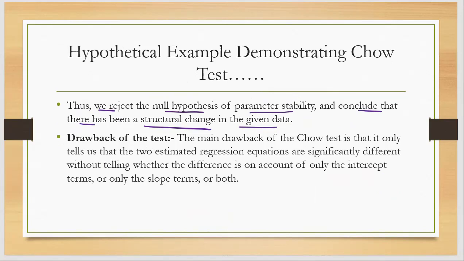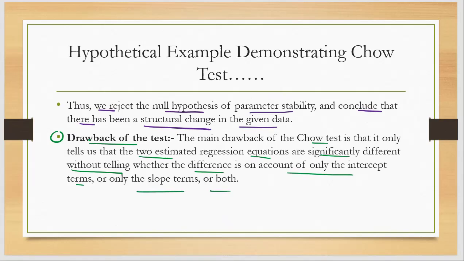And the final thing that I wanted to show you is the drawback. What is the drawback of this kind of test? The main drawback of the Chow test is that it only tells us whether the two estimated regression equations are significantly different or not, without telling whether the difference is on account of only the intercept terms, only the slope terms, or both.